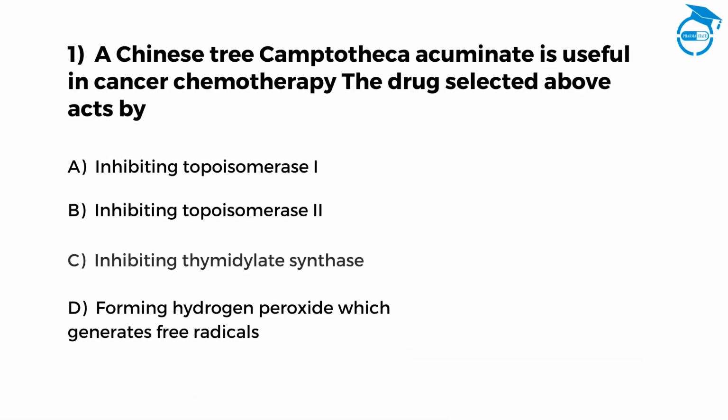So, the first question is, a Chinese tree Camptotheca acuminata is useful in cancer chemotherapy. The drug selected above acts by option A, inhibiting topoisomerase I, option B, inhibiting topoisomerase II, option C, inhibiting thymidylate synthase, option D, forming hydrogen peroxide which generates free radicals. As you know, you have got 7 seconds. If you know the answer, mention it in the comments. The time starts now.